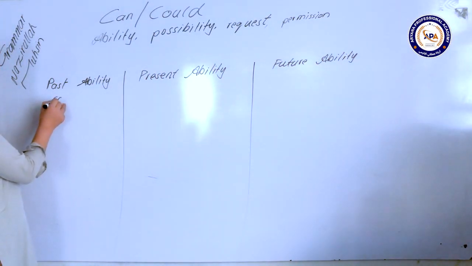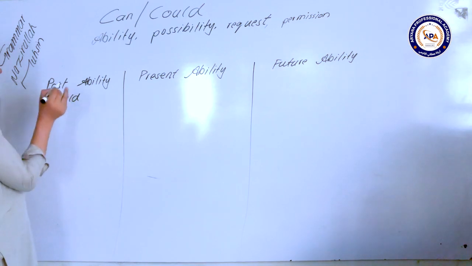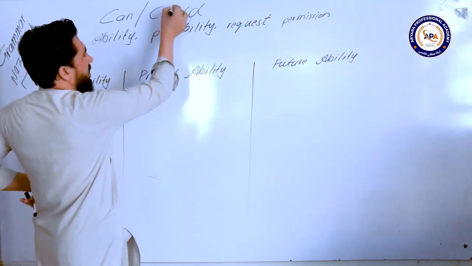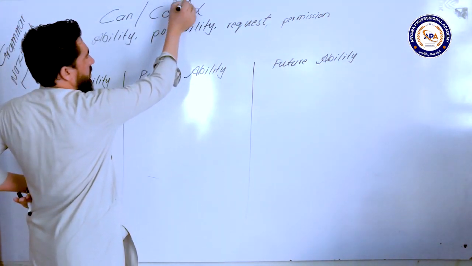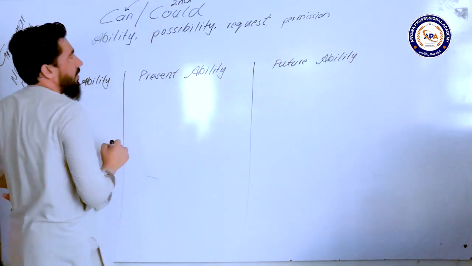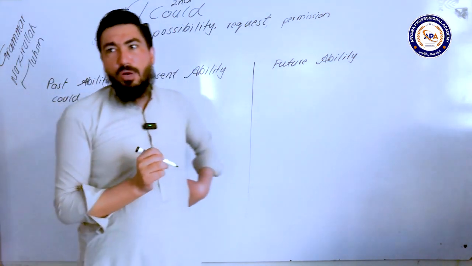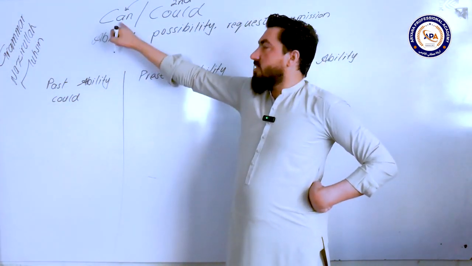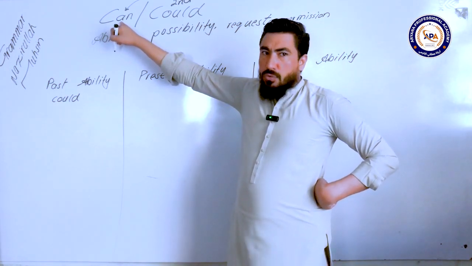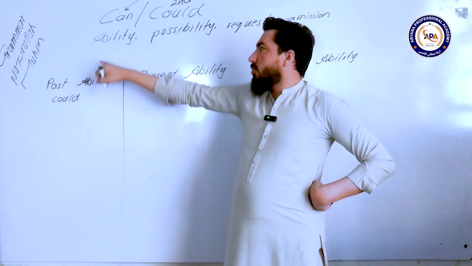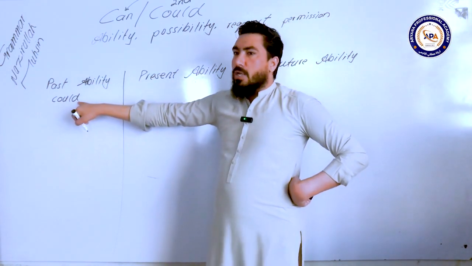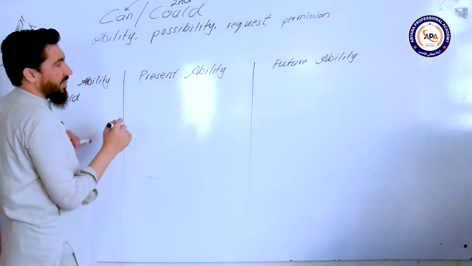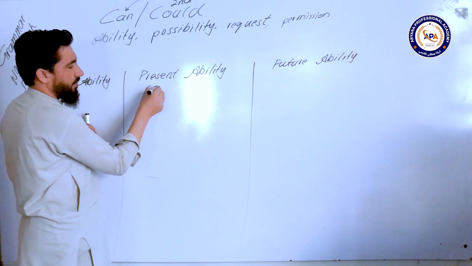In the past, we can use only could because it is already the second form of can. You have to remember this. Could is actually the second form of can, which means that could is used in the past instead of can. So we cannot use the modal auxiliary verb can to show past ability. You can use only could. But when it comes to present ability or present possibility, then you can use both of them.